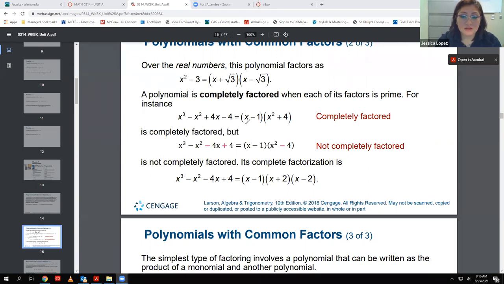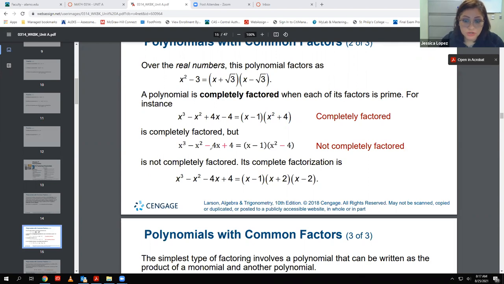Here we have one that has four terms. So notice this is a polynomial with four terms. And if I were to FOIL these two things out, I wouldn't be able to combine any of my like terms because x times x squared is x cubed. x times positive 4 is positive 4x. Negative 1 times x squared is negative x squared. And then negative 1 times positive 4 is negative 4. None of them are like terms, so we wouldn't be able to combine them, but it's just further proving that that is a true factorization of that polynomial. Okay.